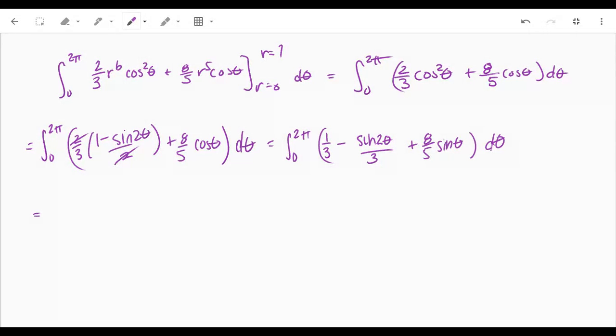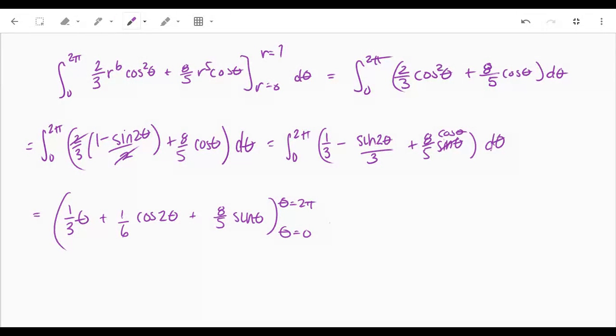All right, 1/3 theta plus cosine 2 theta. The derivative of cosine of 2 theta would be sine 2 theta times 2. So I need to do a 1/6 there. Okay. And then plus 8/5. Oh, that should be cosine still. I was thinking ahead like I already integrated. Sine. Okay. From theta equals 0 to theta equals 2 pi.